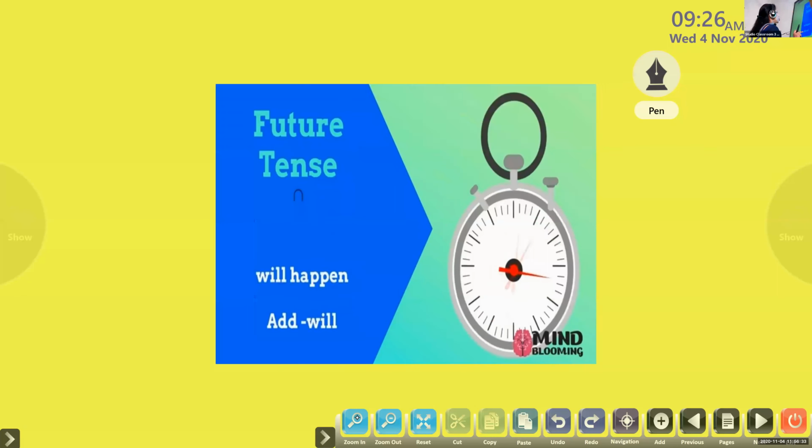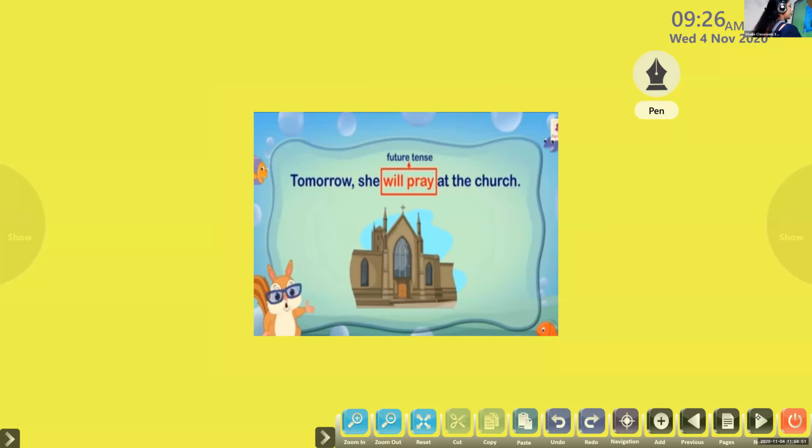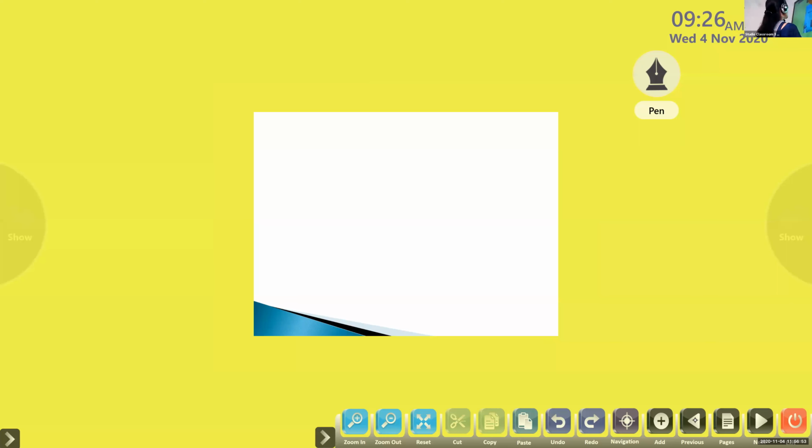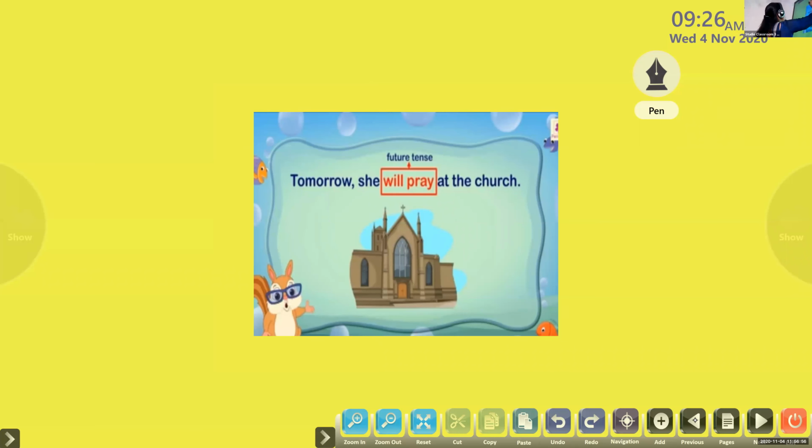Now we'll move on to the future tense. Future tense, as I've already told you, indicates an action that will happen in the future. But it is the easiest form. We have to add the word will before the verb. Is that clear to all of you? For example, tomorrow she will pray at the church. Here, will pray is in the future tense. So we have added the word will before the verb to show that the action is in the future tense.